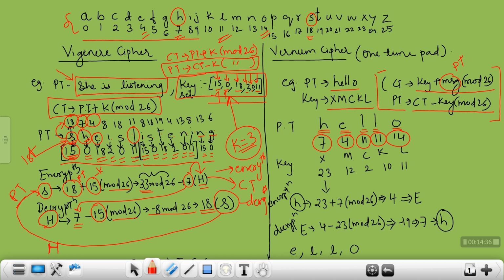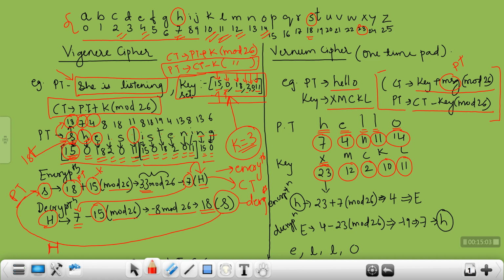Again, what is the value associated with this X? X is nothing but this 23. So I have taken this 23. Similarly, all the values: M is associated with 12, C is associated with 2, K is associated with 10, and L is associated with 11.